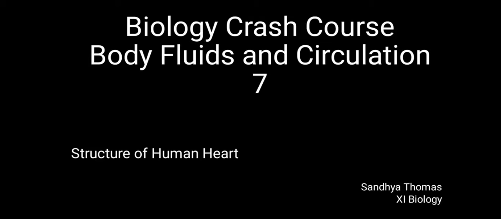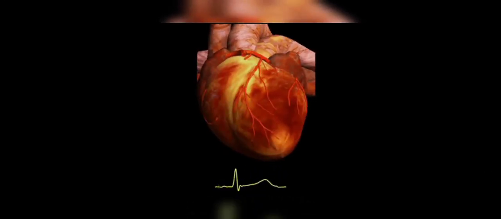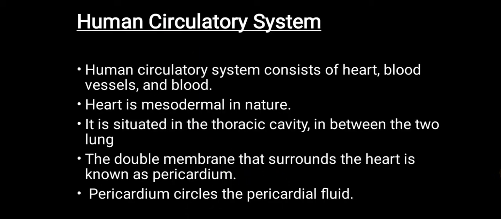Welcome to Body Fluids and Circulation, Session 7. In this module, we are going to learn about the structure of the human heart. The human circulatory system consists of heart, blood vessels, and blood.